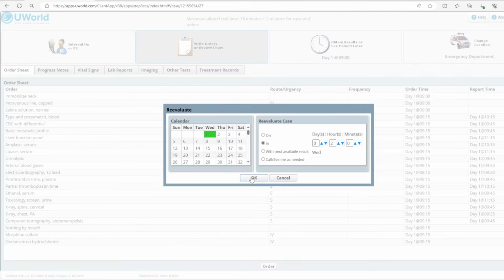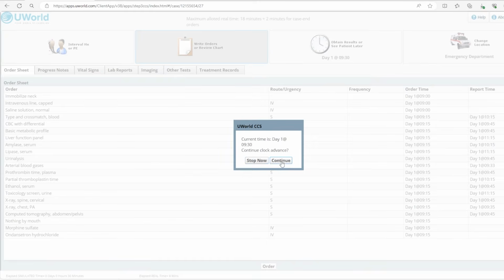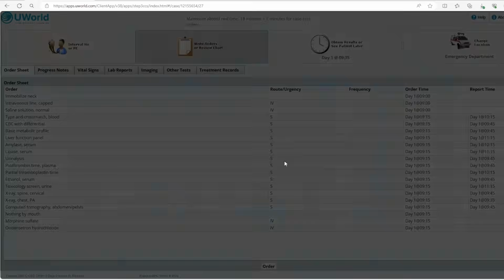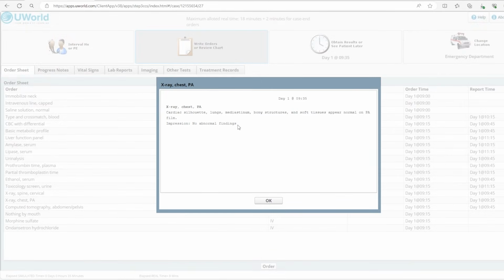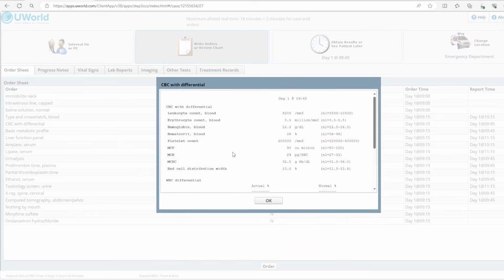So we're gonna click OK, and we got the results of the EKG, just sinus tachy at this point, click OK. You see here, stop now or continue, or click continue. We got the results of the ABGs, it's generally normal, continue. We got the results of the X-ray, no abnormal findings. Okay, continue. We got the results of the CBC.